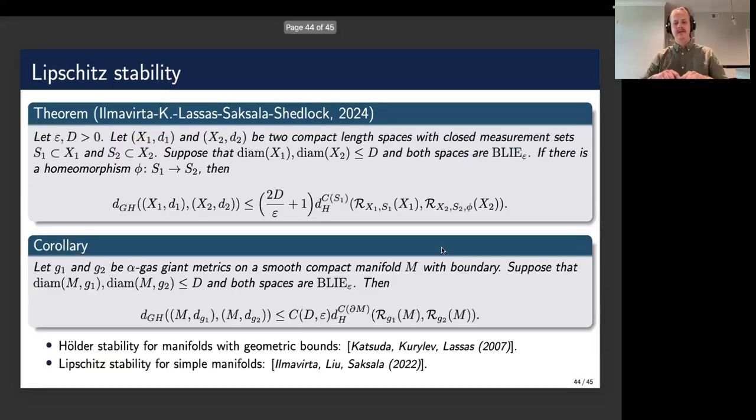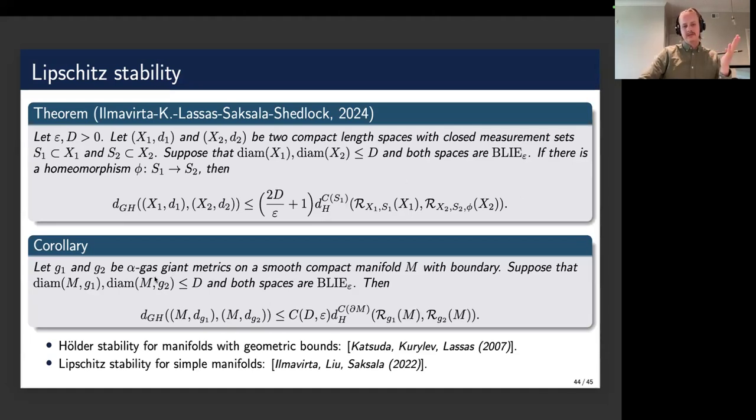Okay, and this is, I think, where I end my talk, with the result that we also show in this article. Now if we have two compact length metric spaces, where length metric space examples are, for example, manifolds with closed measurement sets, and they have diameter bounds, and both spaces are in this FLEA class, and there is a homeomorphism between these measurement sets, then you have Lipschitz stability in the Gromov-Hausdorff distance to Hausdorff distances.